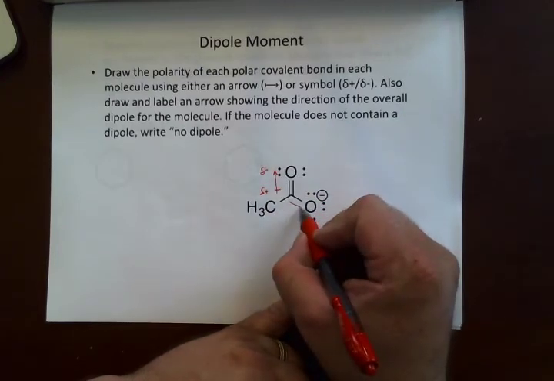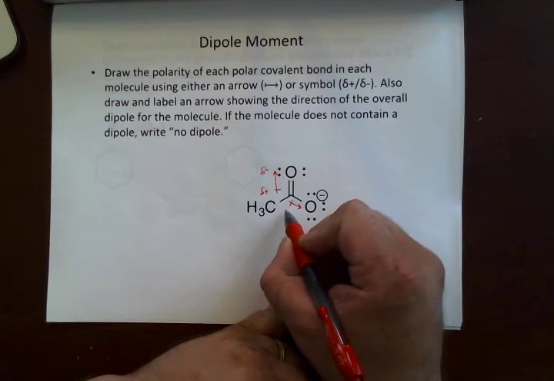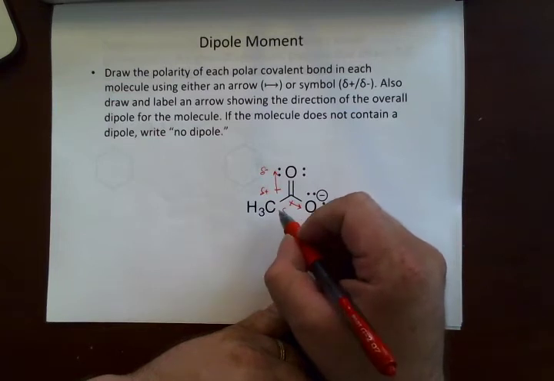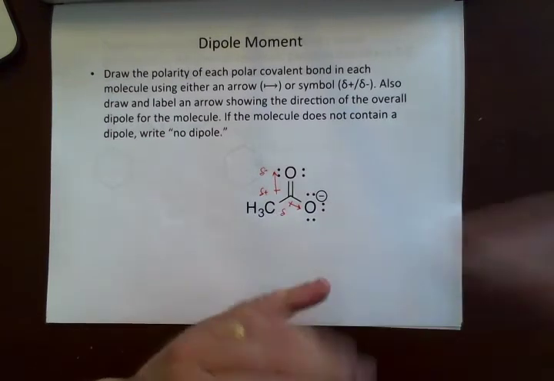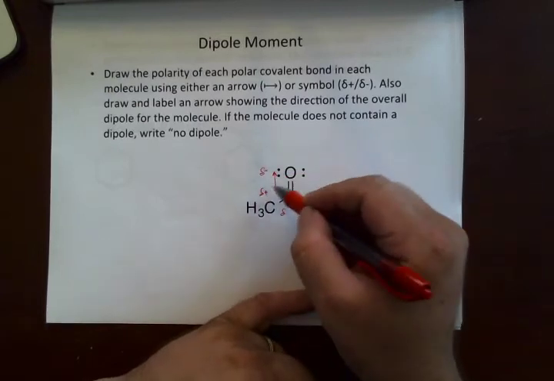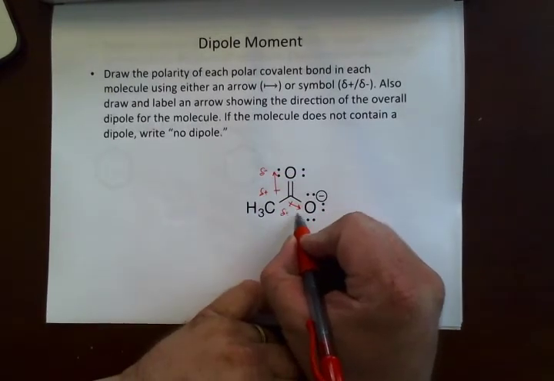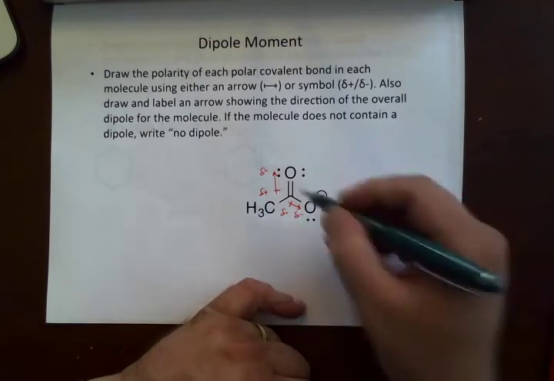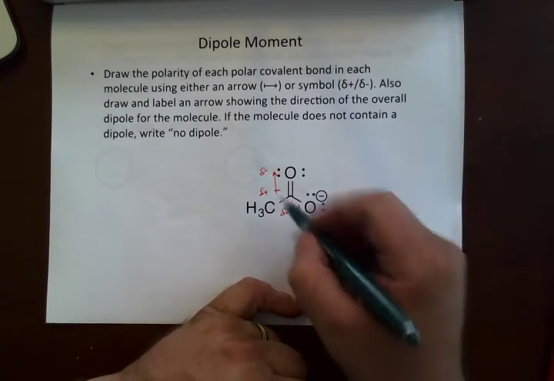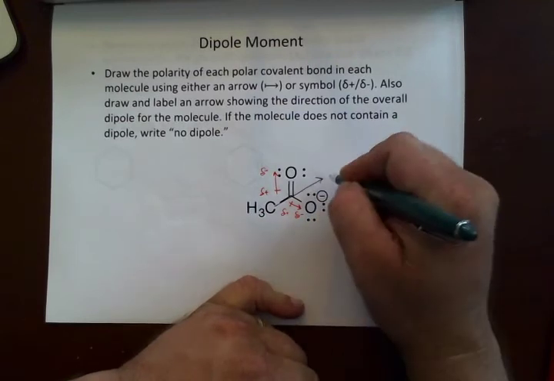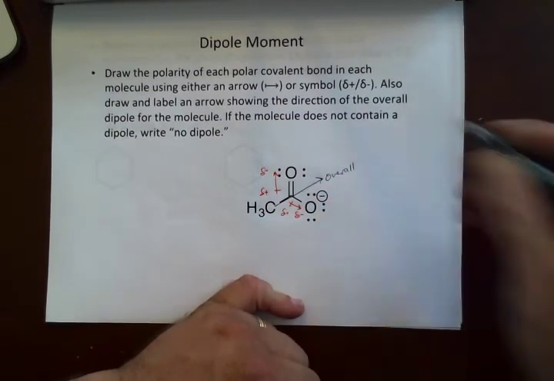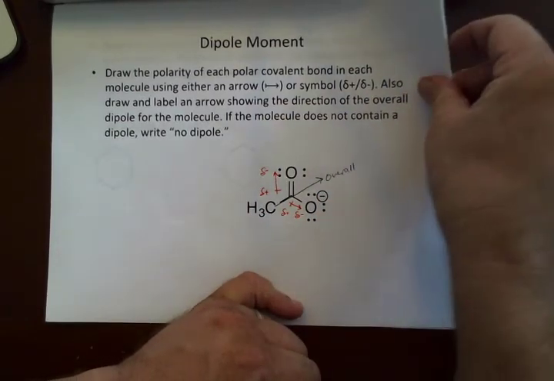So same thing here. It does not matter if it's a double or triple bond or single bond. It's just looking at the atoms. Now you could do arrows, you could do symbols. It doesn't matter. I'm just doing both just to show you, but you could do either one. Okay, and then the overall is just going to be halfway in between these arrows, so it's going to be like this. So overall dipole. So there we go.